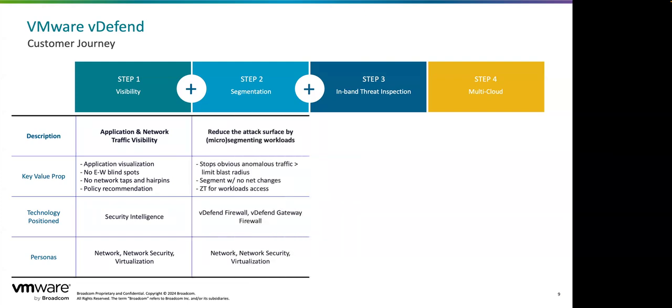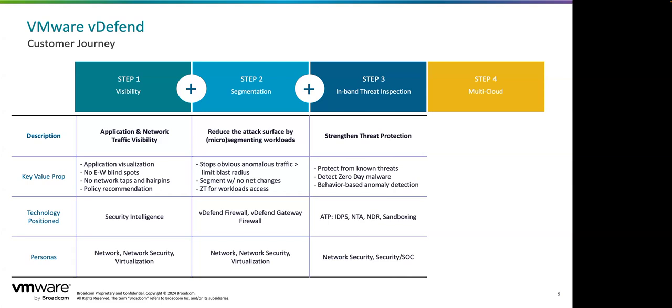Step two might be segmentation, reducing the attack surface by segmenting or micro-segmenting workloads, stopping obvious anomalous traffic, limiting the blast radius, creating segments with no network changes, and establishing zero trust for workload access. The key technology here would be the vDefend firewall as well as the gateway firewall. Who would do this? Same personas, might be the network team, might be network security, might be virtualization.